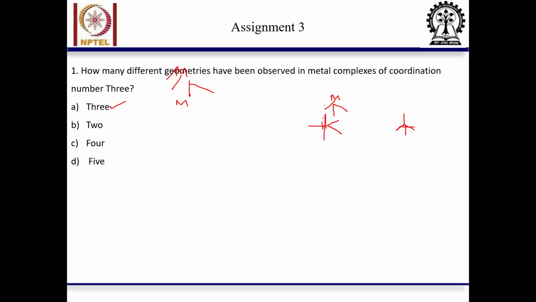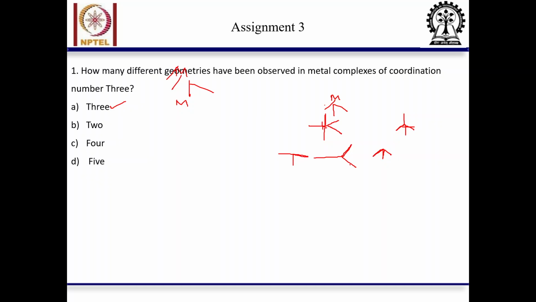So let me write once again. One will be your T shape, the other will be your trigonal planar, which will look like this, and the next one will be the pyramidal. So the correct answer for how many geometries are possible is 3. I think now you have got how many geometries are possible in coordination number 3.